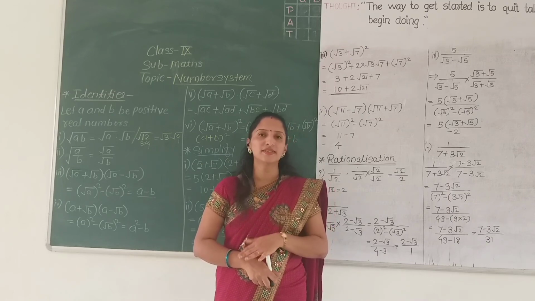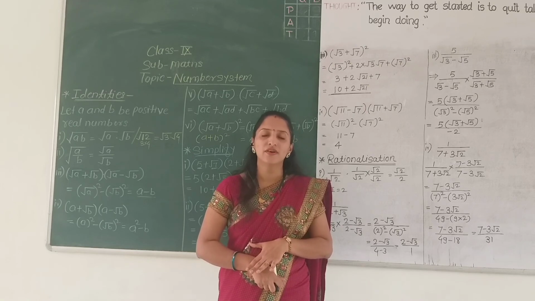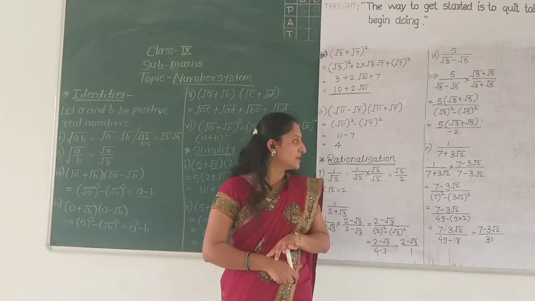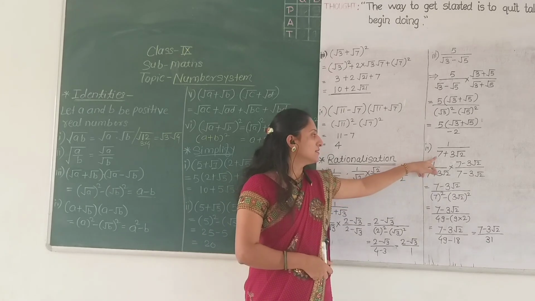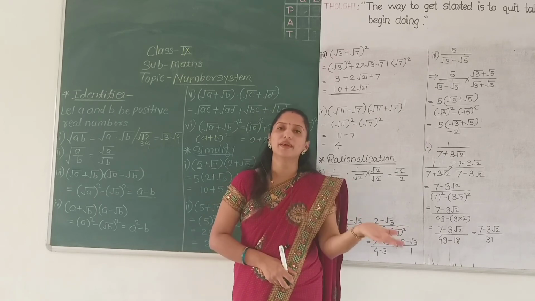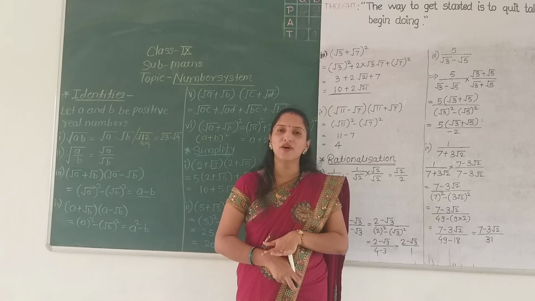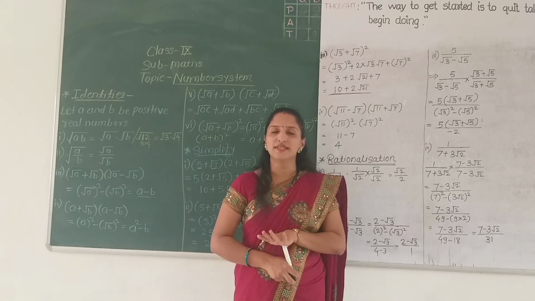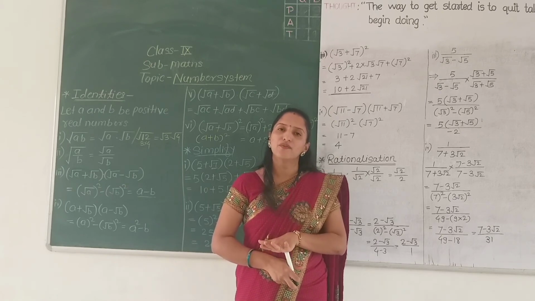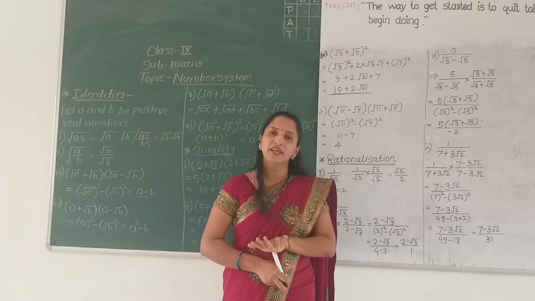Okay student, do you understand this? How to rationalize the denominator? For rationalization of the denominator, multiply the opposite term in the denominator by the numerator and denominator. Okay? Do you understand all? So watch this video carefully and solve all these examples in your notebook.